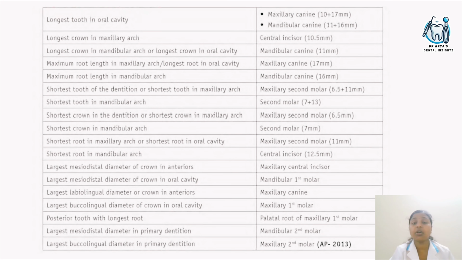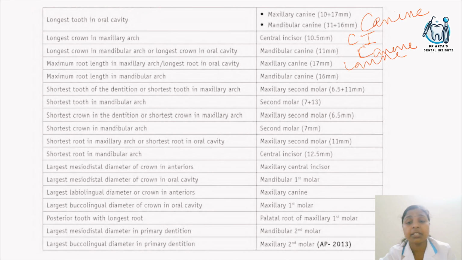The longest tooth in the oral cavity is the maxillary canine. That is 10 plus 17 mm, and mandibular canine 11 plus 15 mm. So in the mandible it is the mandibular canine, and in the maxilla it is the maxillary canine. So the longest tooth in the oral cavity is the canine. Then the longest crown in the maxillary arch is the central incisor, 10.5 mm. The longest crown in the mandibular arch is the mandibular canine, that is 11 mm. Maximum root length in the maxillary arch, or the longest root in the oral cavity, is the maxillary canine.